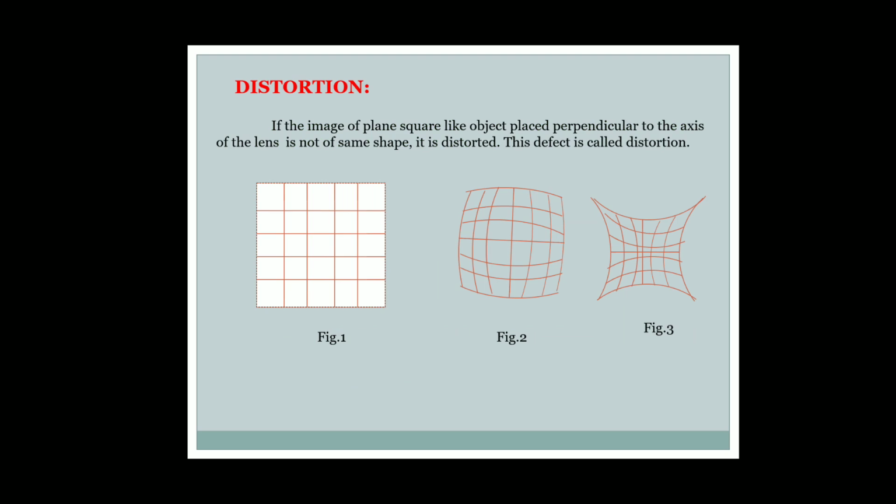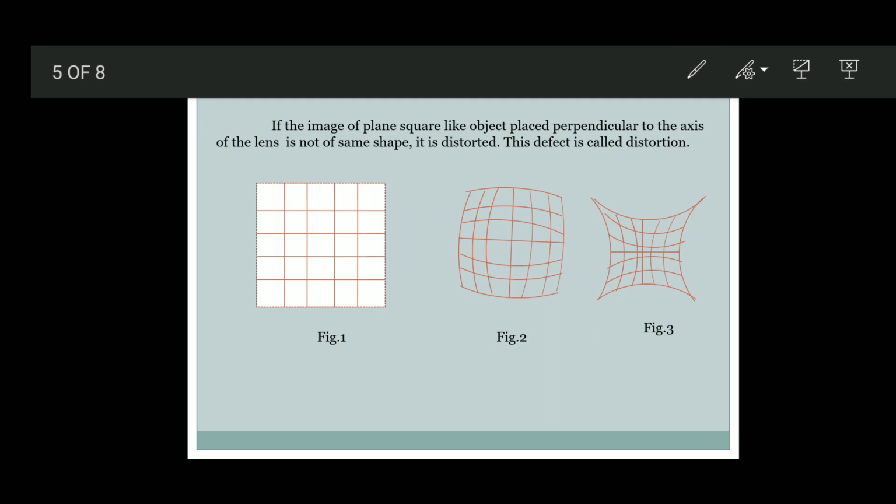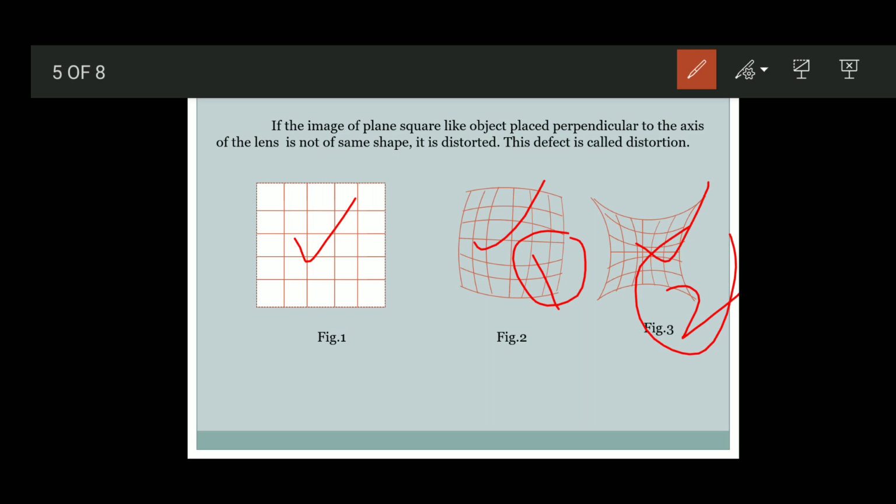And what is distortion? If the object is not a straight line or a point object, if it is an extended object like a square shape object, and this plane square-like object is placed in front of the lens normal to the principal axis, the image is not a perfect square, it is distorted. This defect of the lens is called distortion. For example, this is the original image, and these two are distorted images, the first image and the second image, due to different lenses.